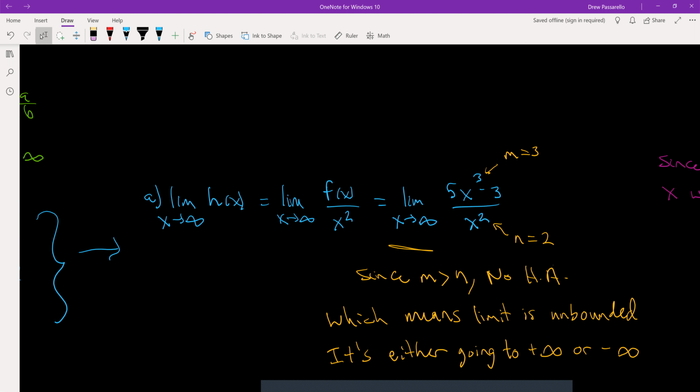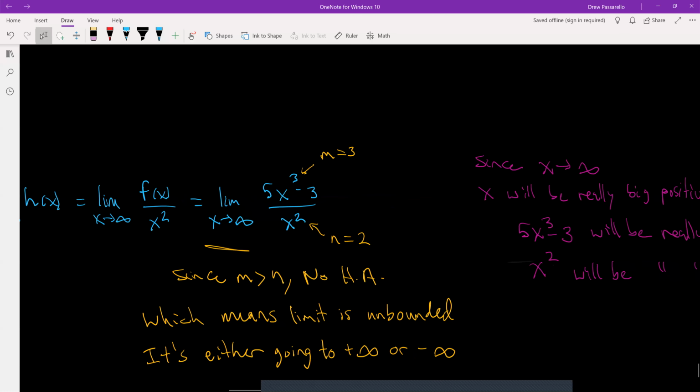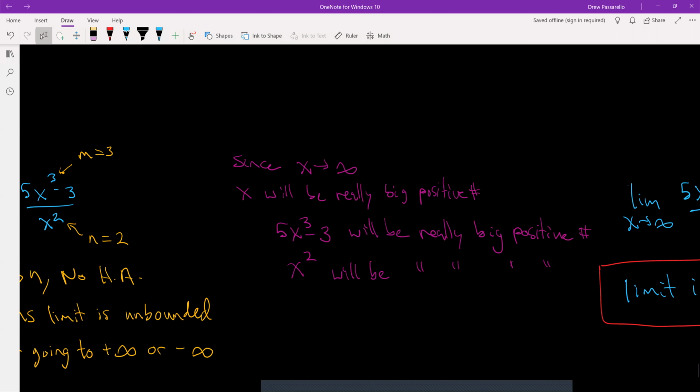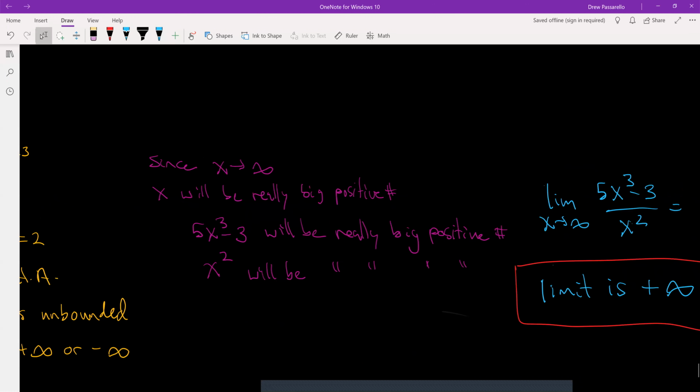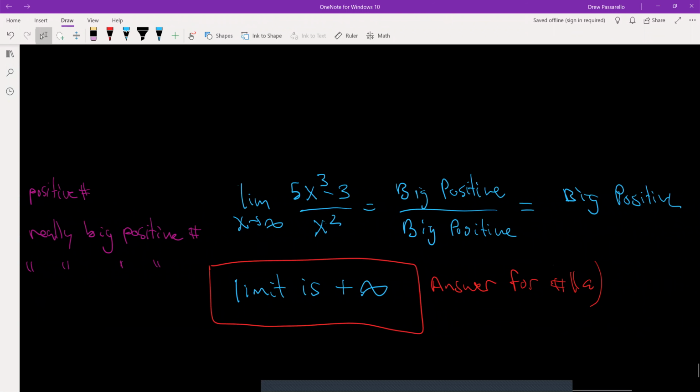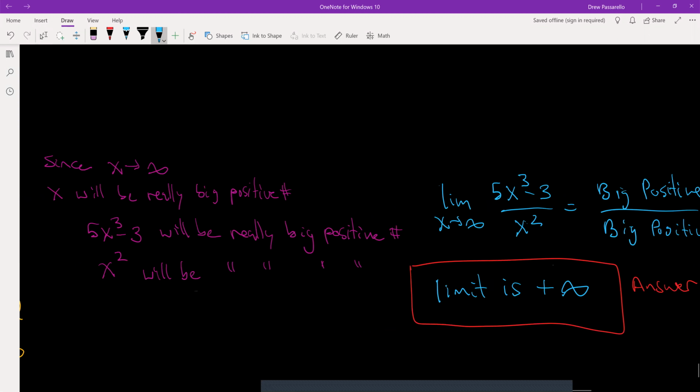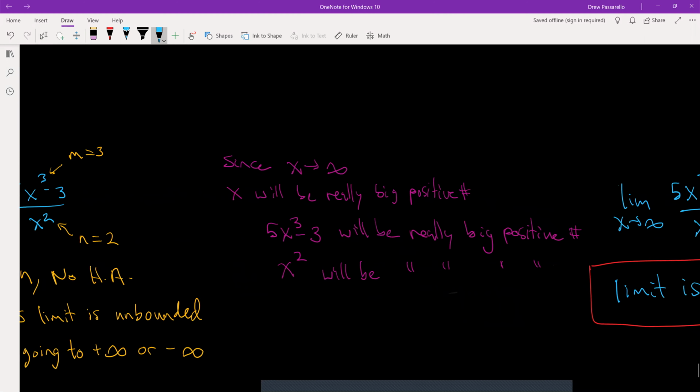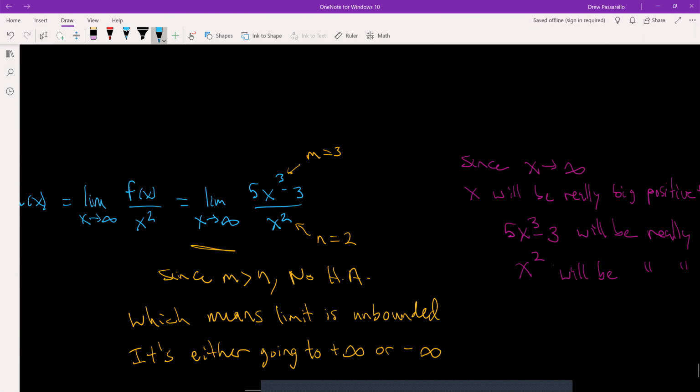And so I just thought of it logically. If x is a big positive number, then 5x cubed minus 3 is a big positive number. X squared is also a big positive number. But the numerator is bigger than the denominator, so a bigger positive number divided by another big positive number results in a positive number. So it's unbounded to positive infinity. Now for part B, same kind of thing, as you're just dividing by x cubed now.